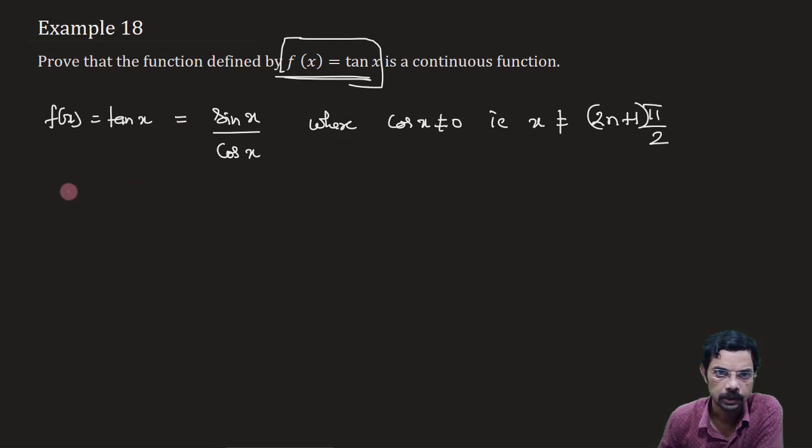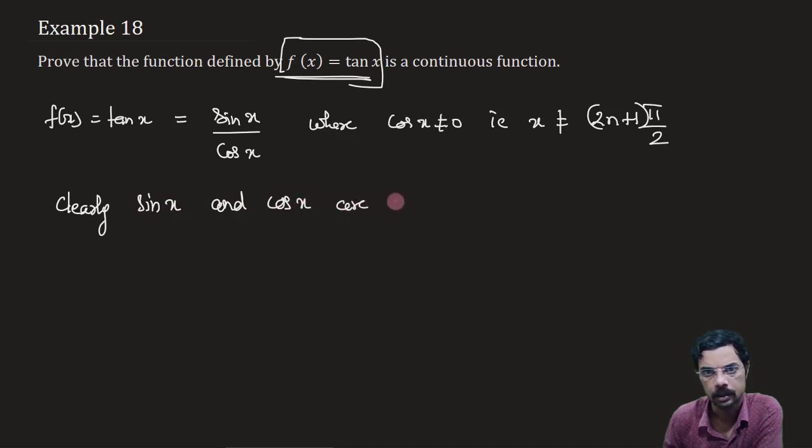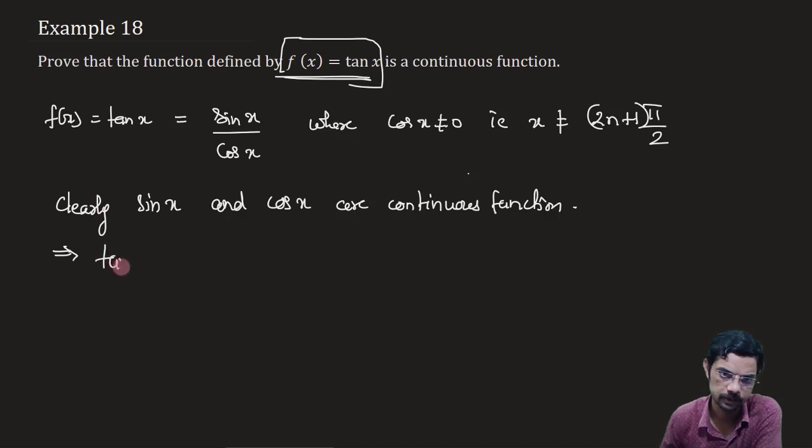Now, clearly sine x and cos of x are continuous functions. Therefore we can say that tan of x is also a continuous function, because this is a quotient, not a composition. This implies tan of x is a continuous function.